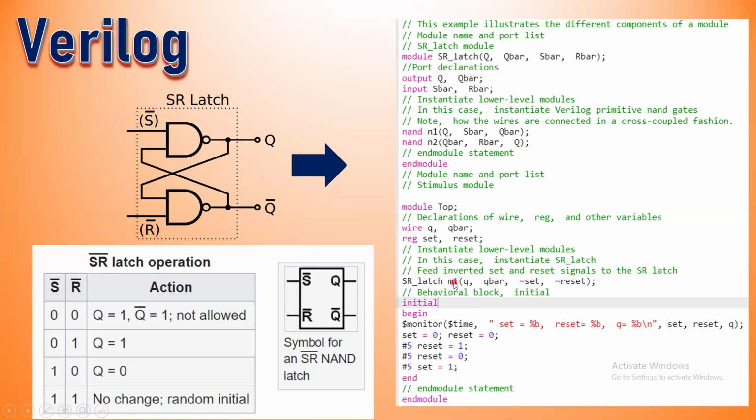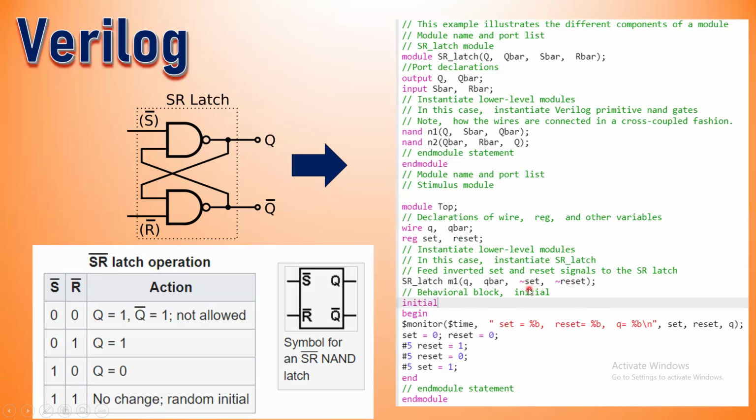I'm giving it M1. For example, or I would say my circuit, whatever name you want, simply say M1. And in the parentheses, I have outputs and the inputs. Now, Q and Q bar, these are the wires actually. And I can actually have set and reset right here.